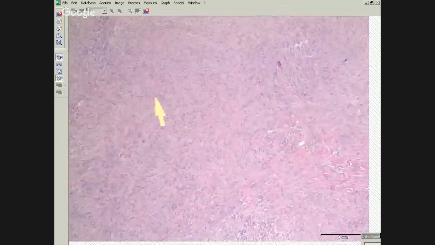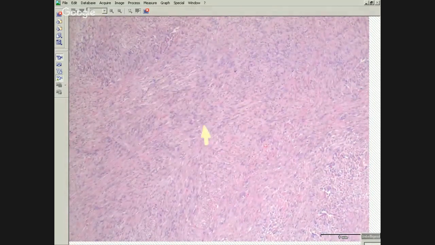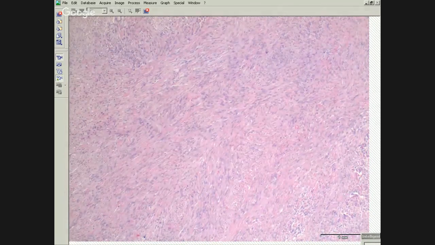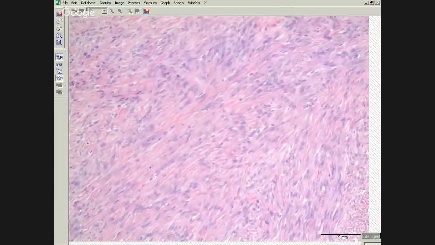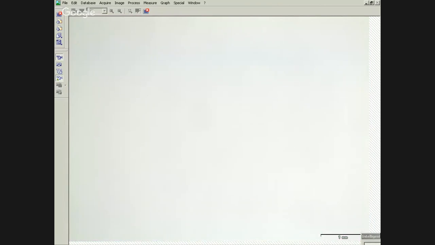Then this area here is more classic. So if you start seeing this ropey collagen, sometimes you can see that in synovial sarc as well, but it's usually not as prominent, and your immuno should readily sort those two out. Very classic. Okay, last one.